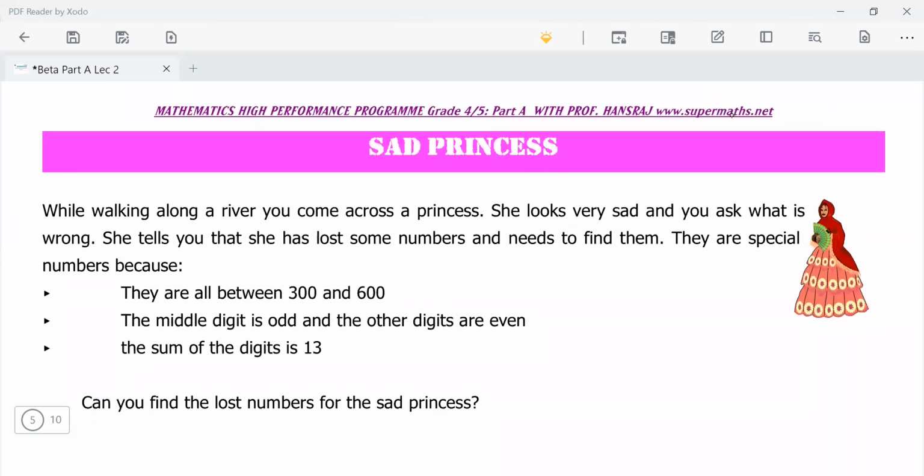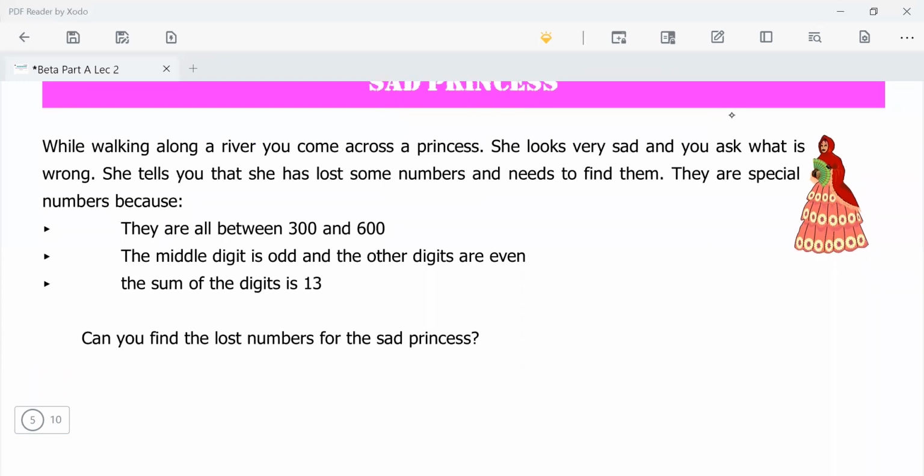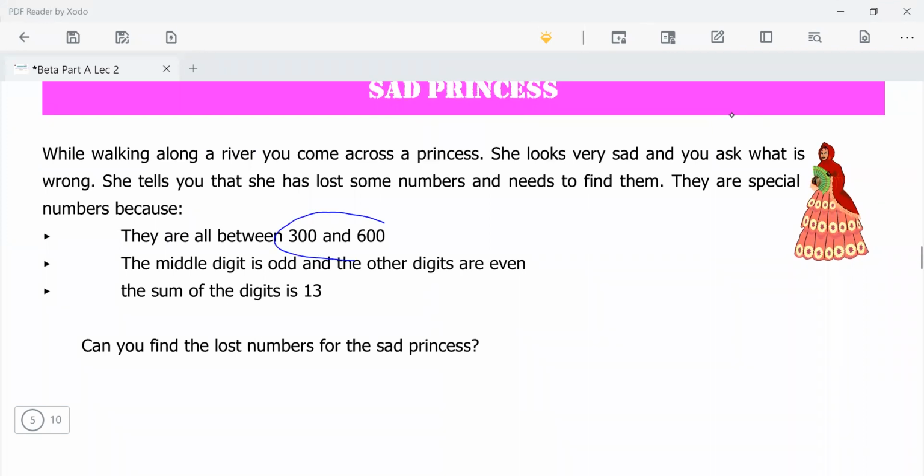Moving on to sad princess. While walking along a river, you come across a princess. She looks very sad. And you ask her, what is wrong? She tells you that she has lost some numbers and she needs to find them. They are special numbers because they are all between 300 and 600. The middle digit is odd and the other digits are even. The sum of the digits is 13. In other words, when you add up the digits, you get the answer 13. Can you find the lost numbers for the sad princess? And we want to find all of them.